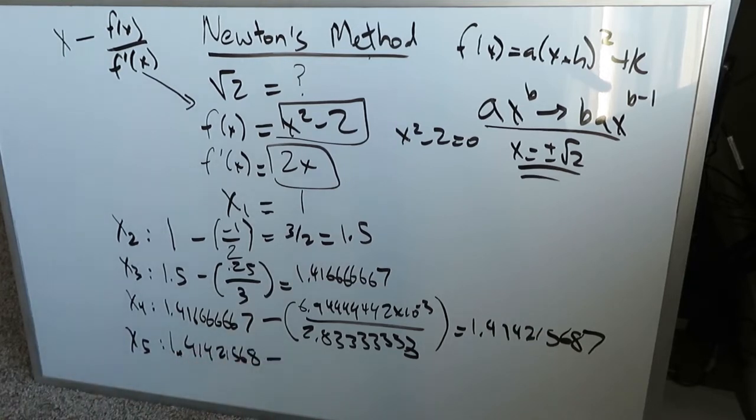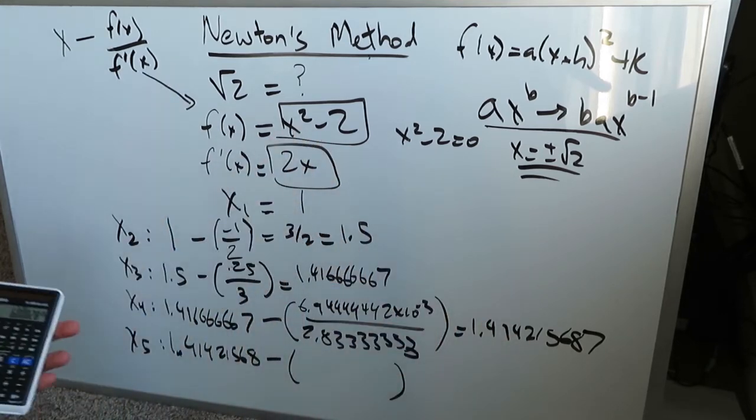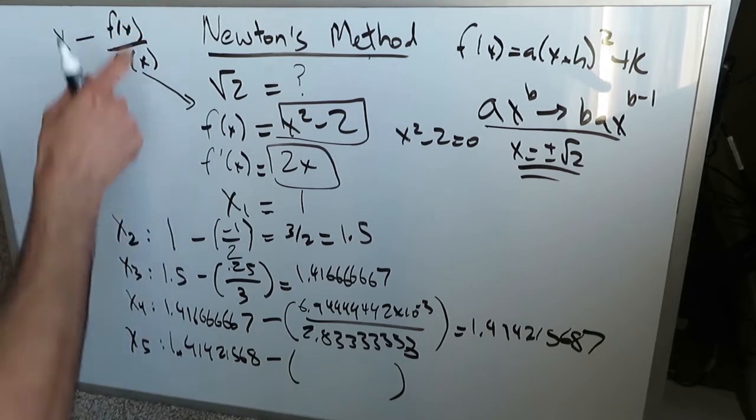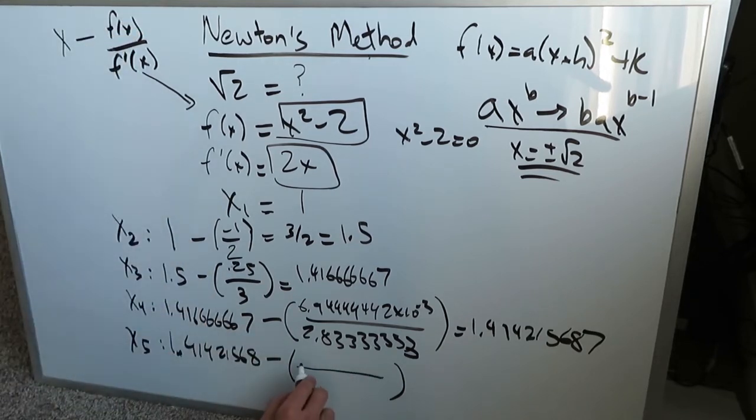1.41421568 minus. We're gonna take this number and run it through this function now. When I run it through the top part here, I'm getting 6.00828 times 10 to the minus 6. Now I'm going to take the same number and run it through the derivative. I'm getting 2.2828431373. Now we're going to do this entire computation, present an answer, and we'll stop over here.